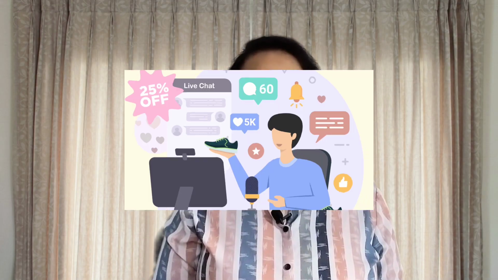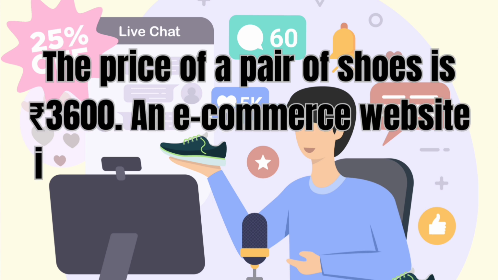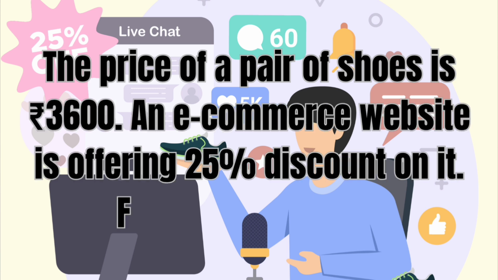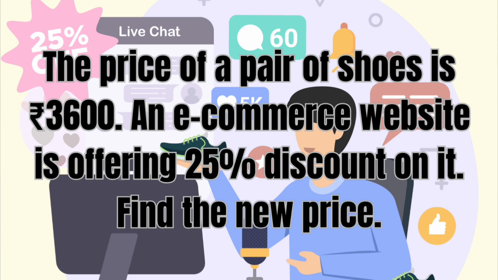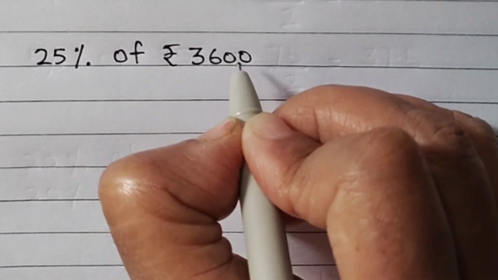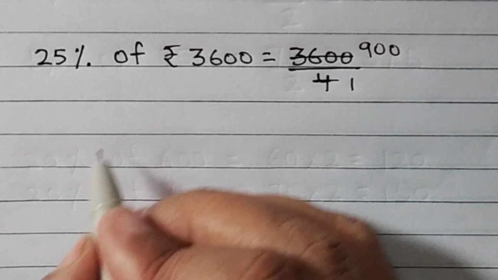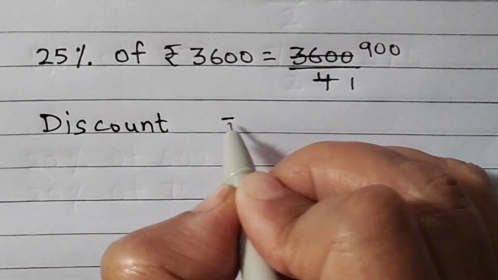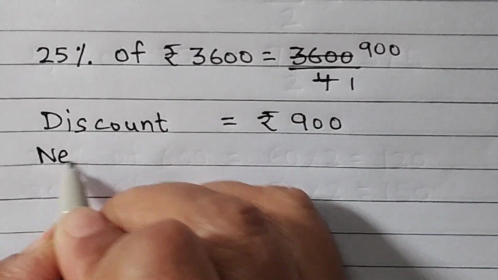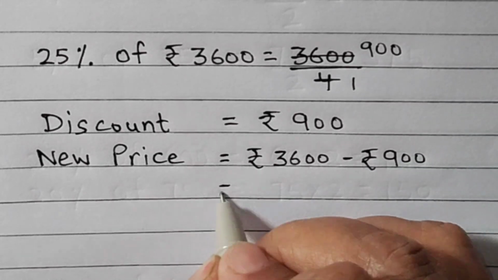One more example for you. The price of a pair of shoes is 3600. An e-commerce website is offering 25% discount on it. Find the new price. So we will find 25% of 3600. For that, we will divide 3600 by 4, which is equal to 900. That means we will get a discount of 900 rupees. So the new price will be 3600 rupees minus 900 rupees, which is equal to 2700 rupees.